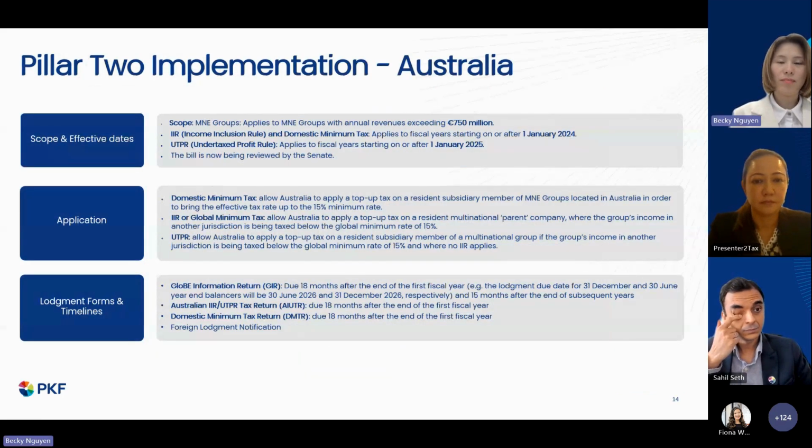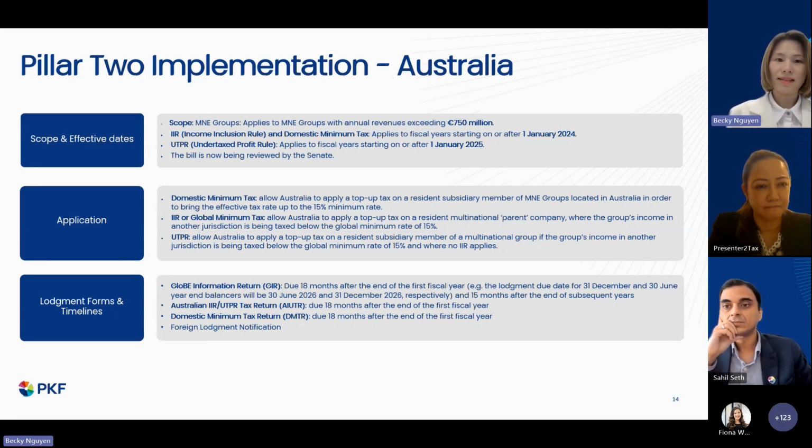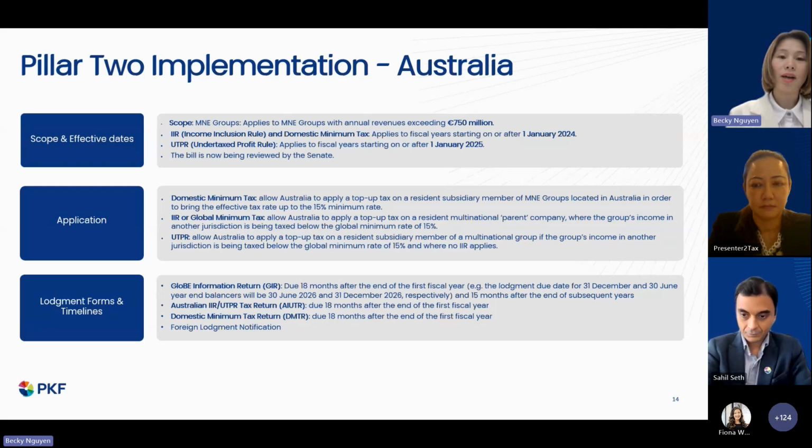Just a quick one on Pillar 2 implementation in Australia. In terms of scope, it applies to MNEs with annual revenues of over 750 million euros. This scope is in line with the OECD guideline. And in terms of effective date, the global minimum tax and domestic minimum tax would apply to fiscal years on or after 1st January 2024. And the undertaxed profits rule would apply 1 year after, on 1st January 2025.